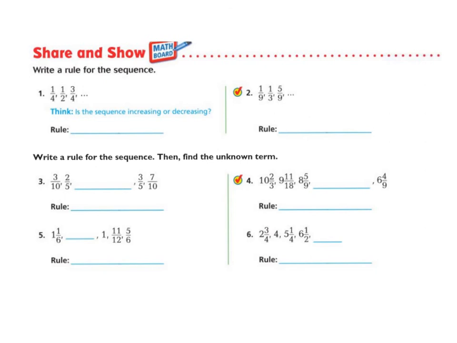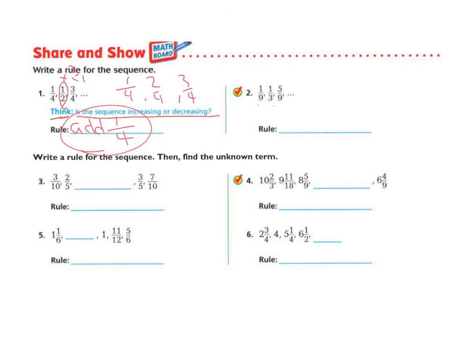So we have 1/4, 1/2, 3/4. So I think to myself, is the sequence increasing or decreasing? In this case, it's increasing, so I'm going to add. Now I've got 4 on the bottom, and I probably want to change this to be 4, so that way I can have equivalent fractions. So I'm going to have to multiply 1/2 by 2 over 2, and I'm going to end up with 2/4. So now I have 1/4, 2/4, and 3/4. I'm increasing by 1/4 each time. So my rule is going to be add 1/4.